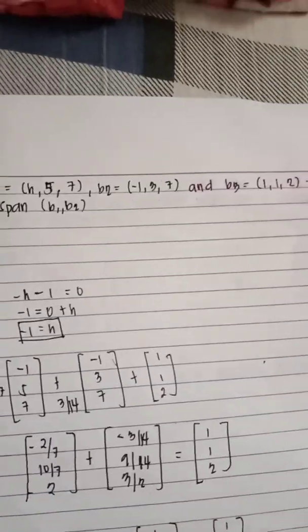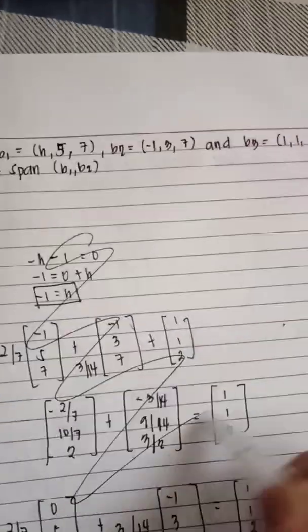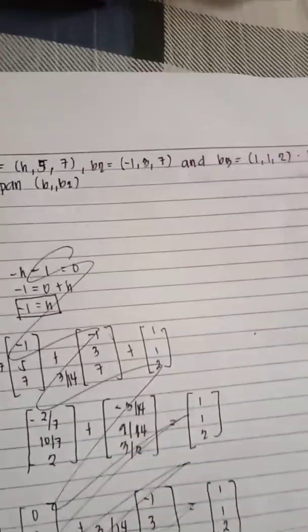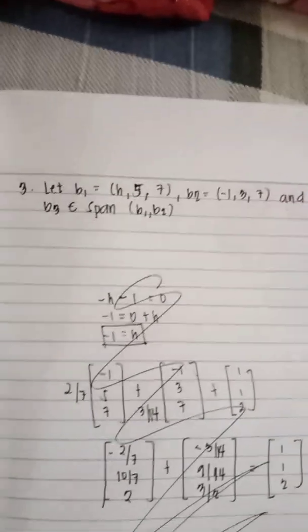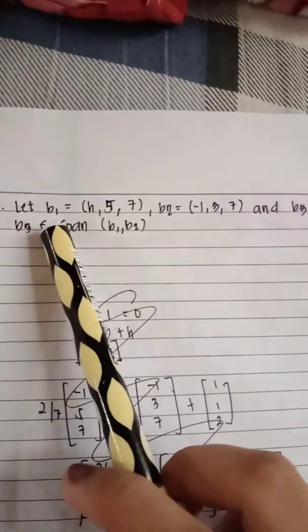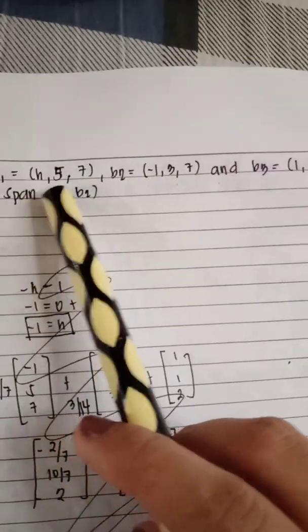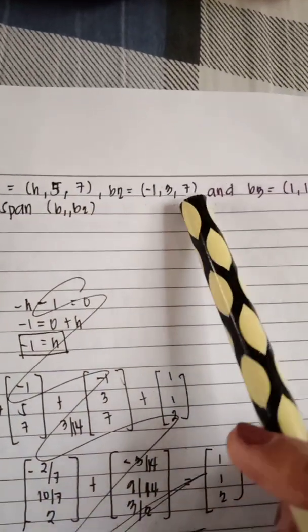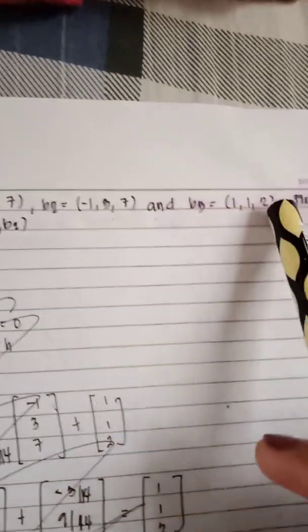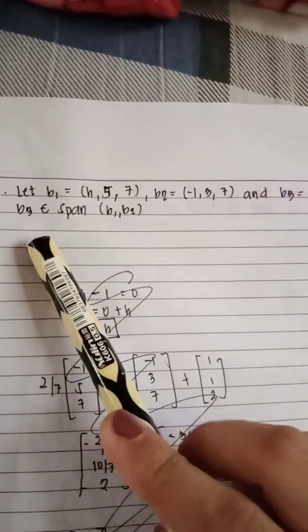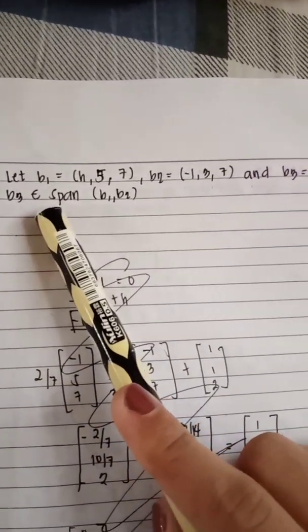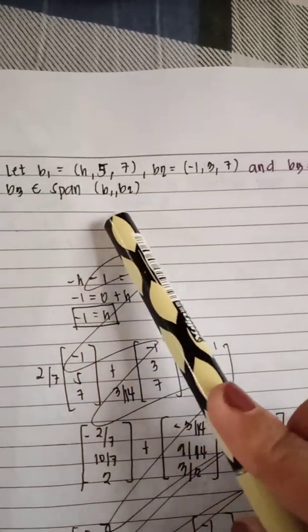So, now we'll proceed to number 3. Actually, I don't have an answer for number 3. I don't know how to process it. The question in number 3 is, let B sub 1 equals to 7, 5, 7 and B sub 2 equals to negative 1, 3, 7 and B sub 3 equals to 1, 1, 2. And then, find the H so that B sub 1 is in the span of B sub 2 and B sub 3. So, I don't have the answer. I don't know.